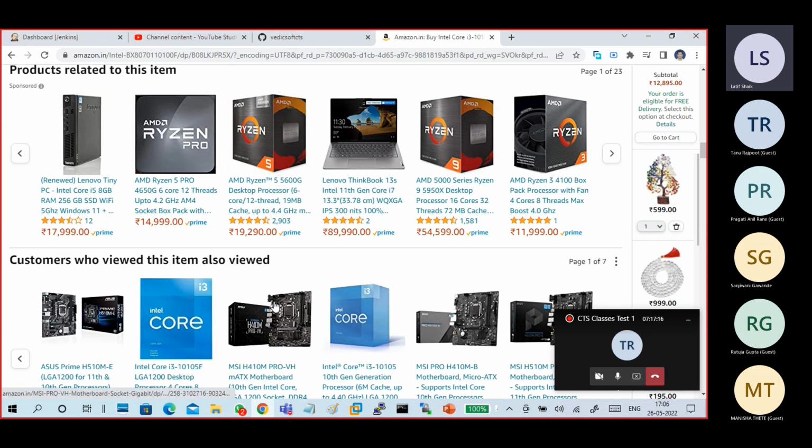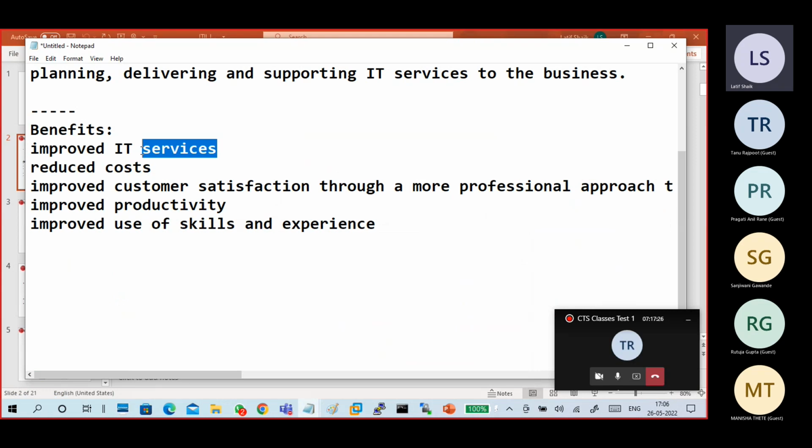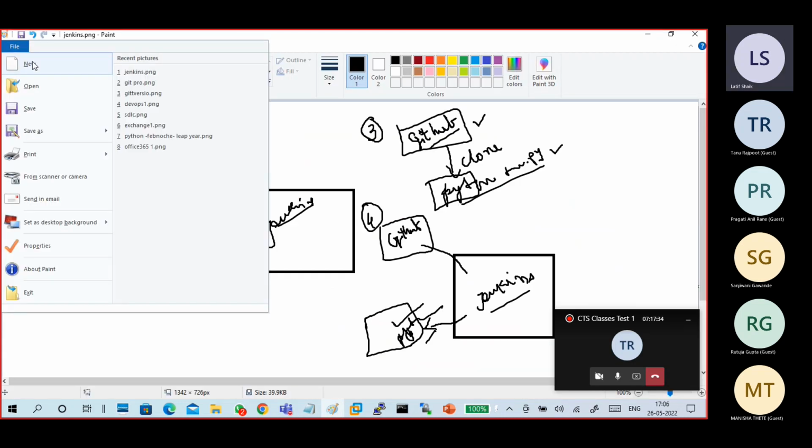A lot of things. Now, this is also good. Okay, so Amazon. All of these things are IT services only. So what is improved IT services here? Guys, understand the thing like this.